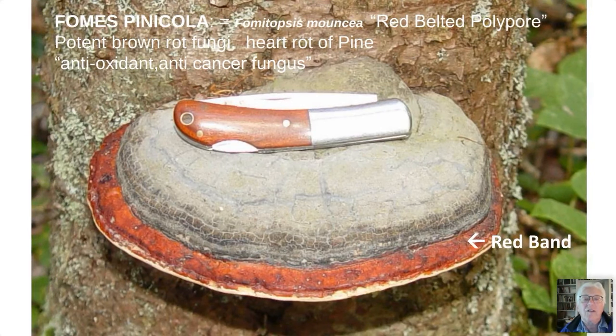Here's another of the so-called medicinal mushrooms, the red-belted polypore. You see it has this red band around the outside of it. It's a potent brown rot fungus. It gets at the heartwood of pine trees and leads to their premature death. These things enter the wood by a scar, maybe by an axe or a branch breaks off, and the fungus gets in and then takes over. It is said to have antioxidant and anti-cancer properties. That's what they say.